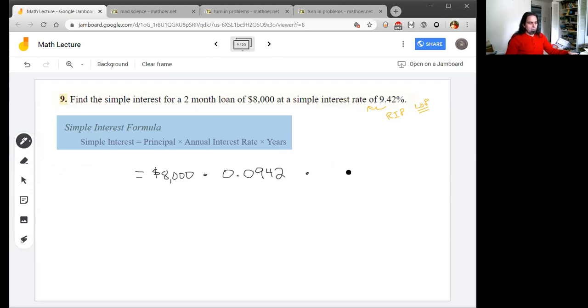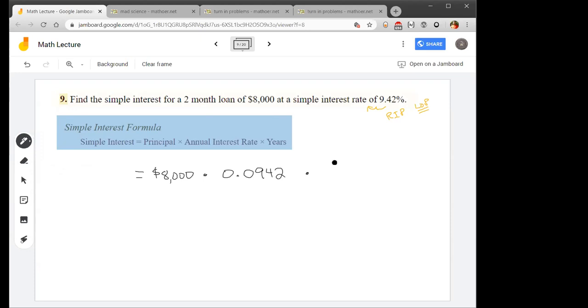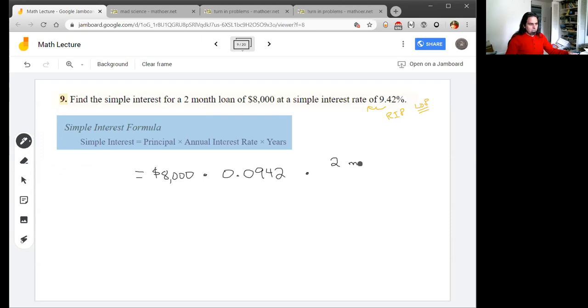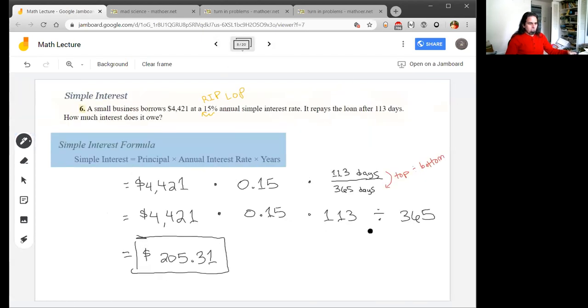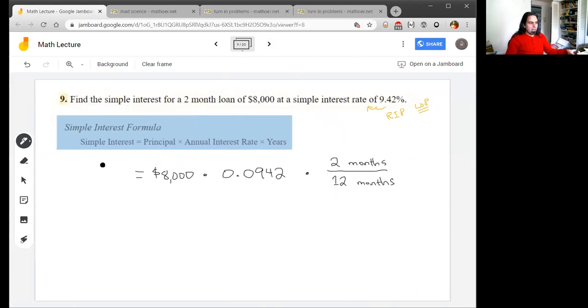So what am I going to write over here? 2 divided by 12. Yeah, so 2 months divided by 12 months. Should I write my extra where the fraction turns into division? Does that help people? No one cares. Okay, then I won't. So 8,000 times 0.0942 times 2 divided by 12, $94.20.